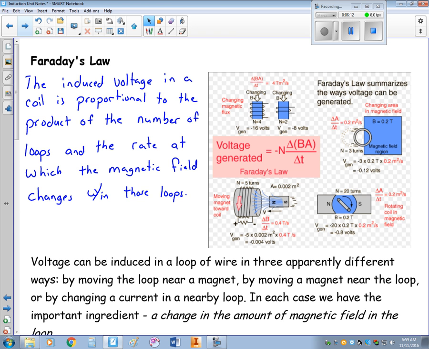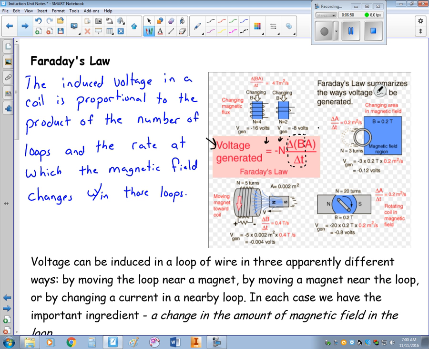I have a graphic here on the right which summarizes that. Right here is the voltage generated, and it's equal to the number of loops, that's capital N, and then the rate of change of the magnetic field. We use the capital letter B to measure magnetic field. So this delta B over delta T is the rate at which the magnetic field changes. Delta B is the changing magnetic field, delta T is time, and anything over time is a rate.